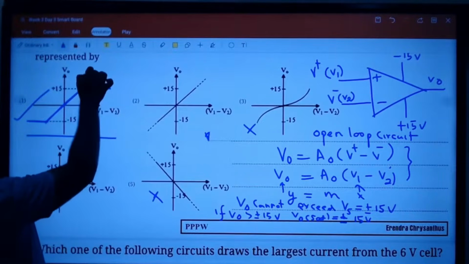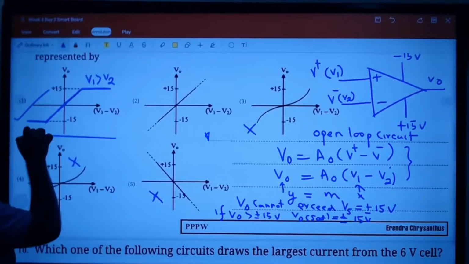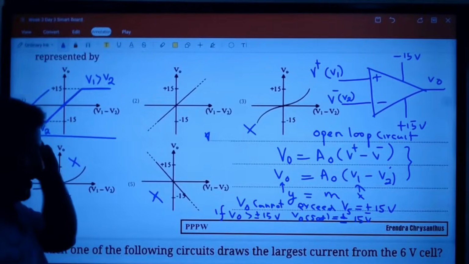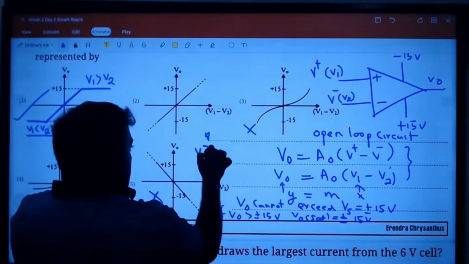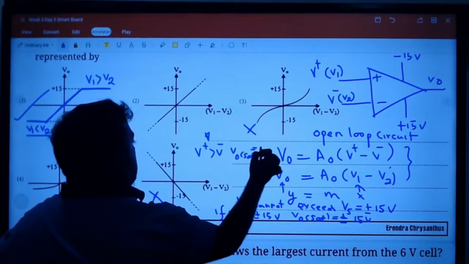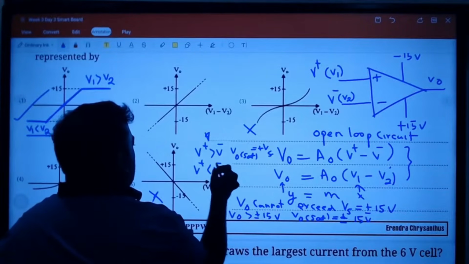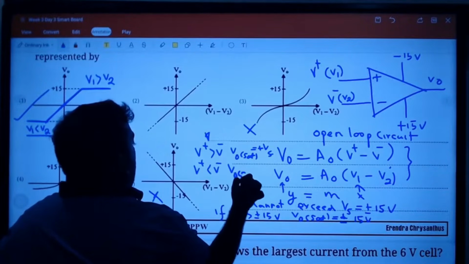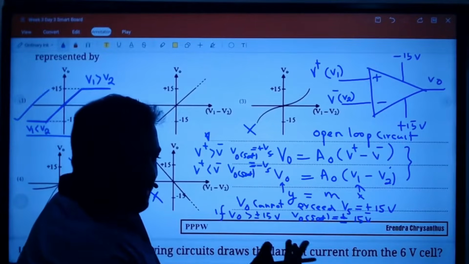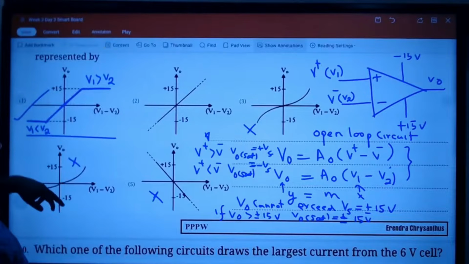Normally, if you draw the curve, V1 larger than V2 saturates at the positive supply. V1 smaller than V2 will saturate at the negative supply. These are normal things that you all should know. V plus larger than V minus, output saturates at the positive supply. V plus smaller than V minus, or V minus larger than V plus, output will saturate at the negative supply. These are very, very simple things.